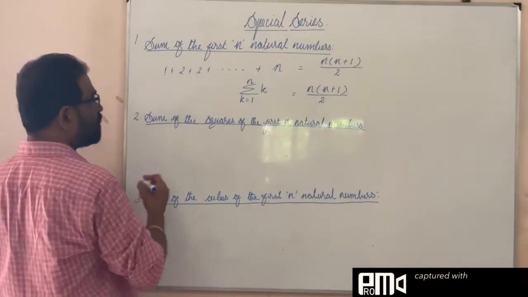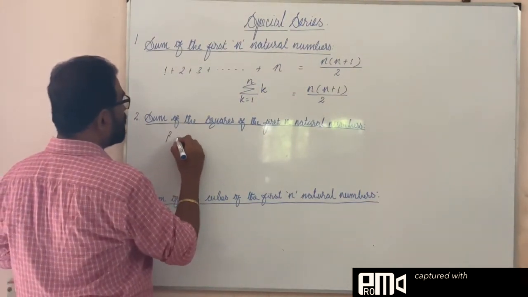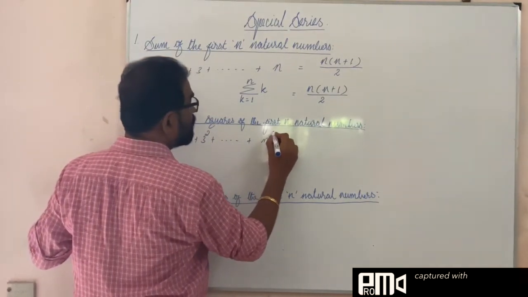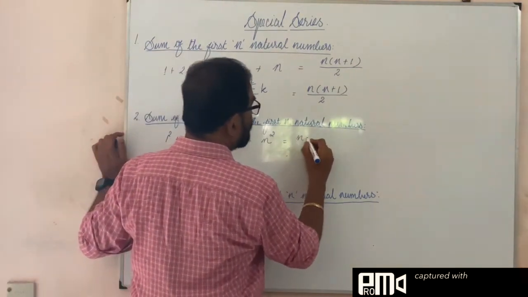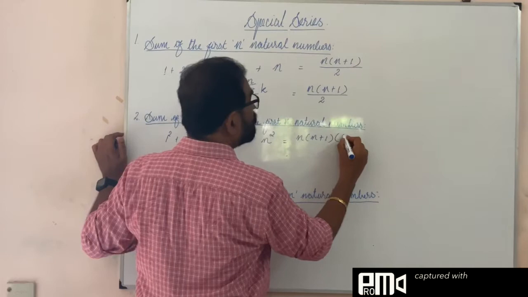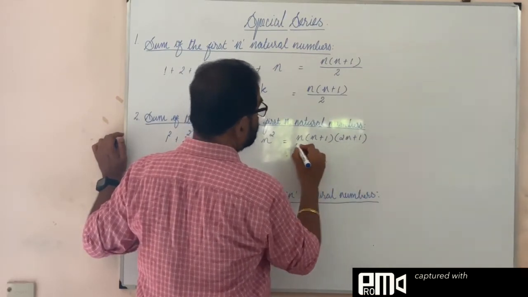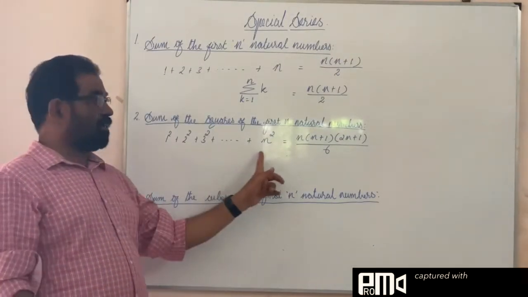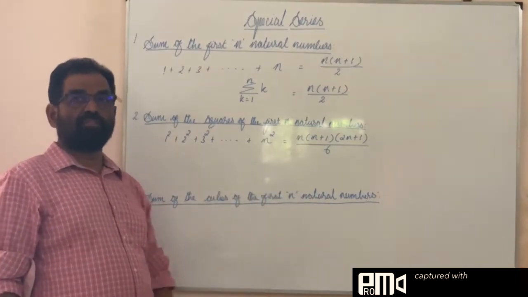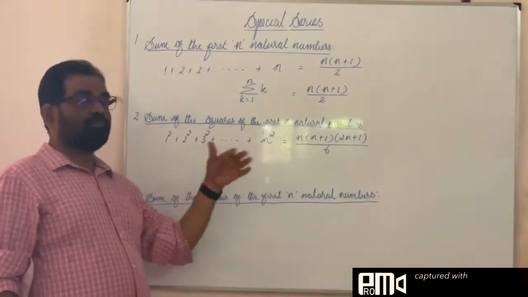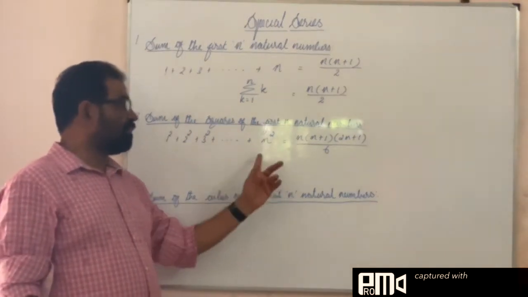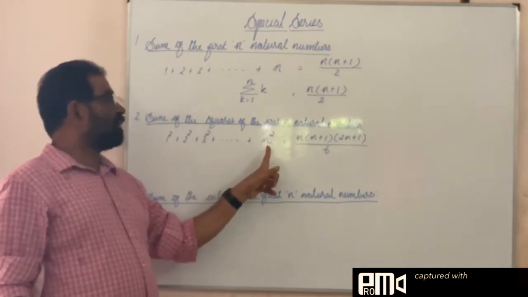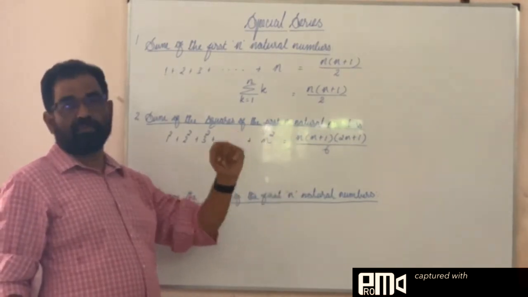Similarly, the sum of the squares of the first n natural numbers is denoted by 1 square, 2 square, 3 square, plus etc. plus n square. What's the formula here? n into n plus 1 into 2n plus 1 divided by 6. Is it an arithmetic series? No. Is it a geometric series? No. Then how will we prove this? To prove this, we take mathematical induction. That's not required now. You just remember the formula: 1 square plus 2 square plus 3 square, etc. up to n square is n into n plus 1 into 2n plus 1 divided by 6.